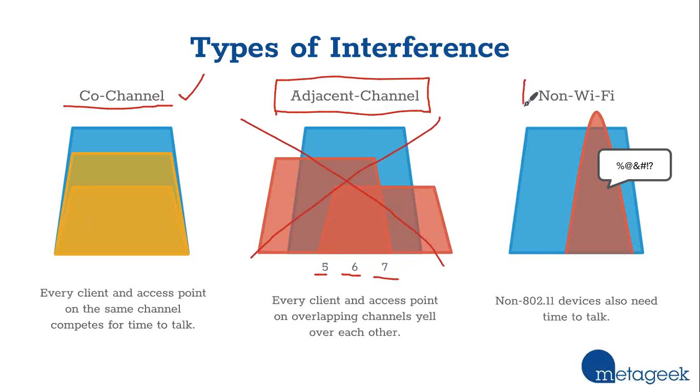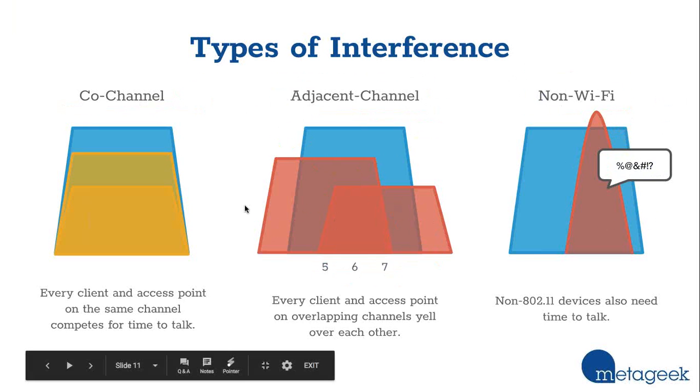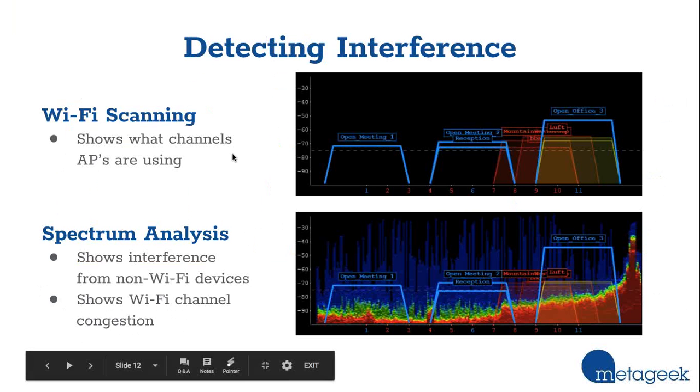The third type of interference is non-Wi-Fi interference. Non-Wi-Fi interference happens when a non-Wi-Fi device pops up on the same channel as our network and starts spewing out garbage all over it. Non-Wi-Fi devices don't have the same politeness mechanisms built in. They just show up on a channel and they just start talking. And when that happens, our Wi-Fi devices will simply back off and be quiet and wait for their turn to talk. So how do we detect these different types of interference?